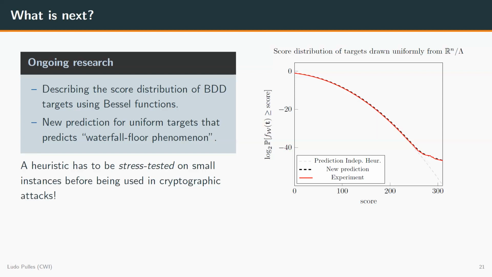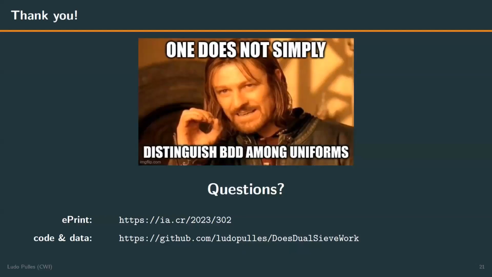And I guess this work shows that when you use a heuristic in a cryptographic attack, it's important to stress test this heuristic on small dimensions, put it to the extreme and check if it holds. So when we want to use a different heuristic, we really need to stress test it to see if it makes sense. And with that, thank you for your attention, and I'm happy to take any questions.